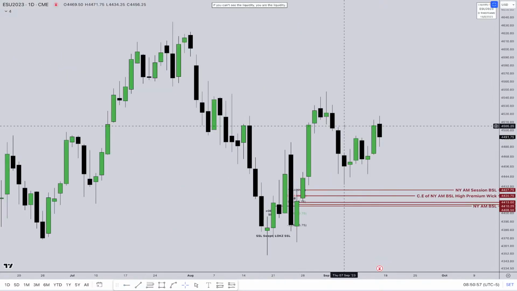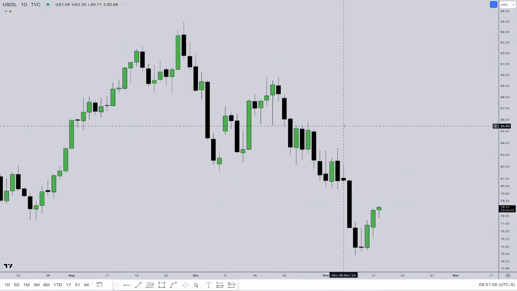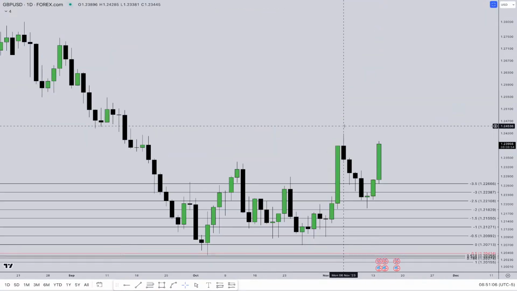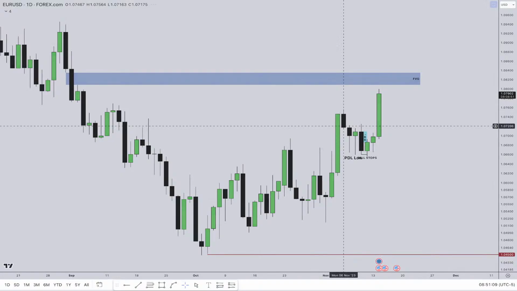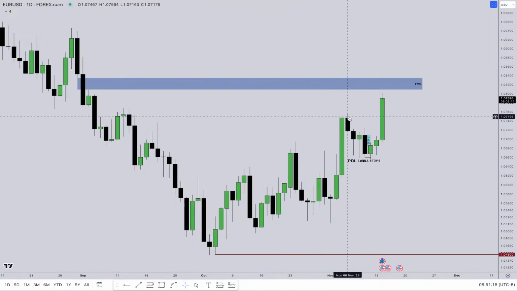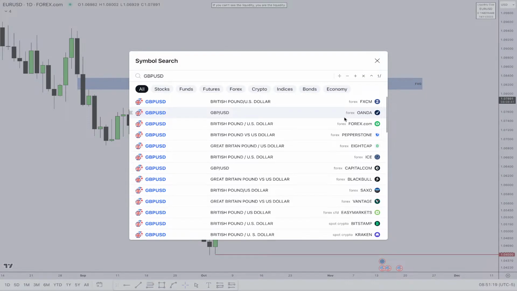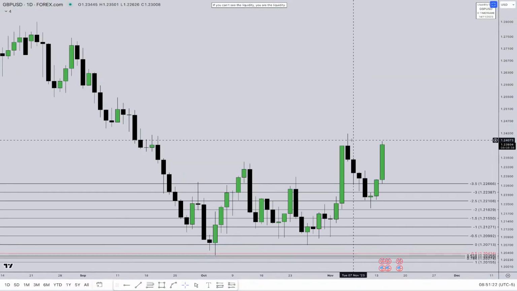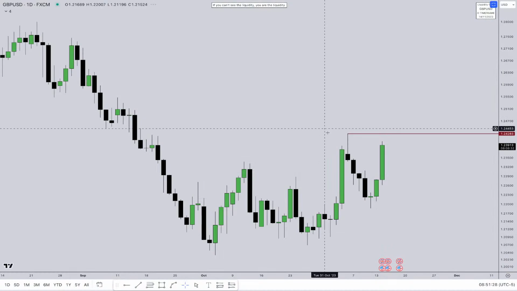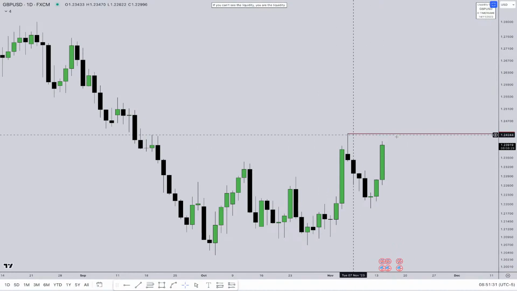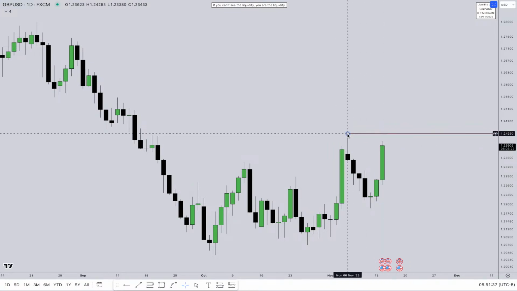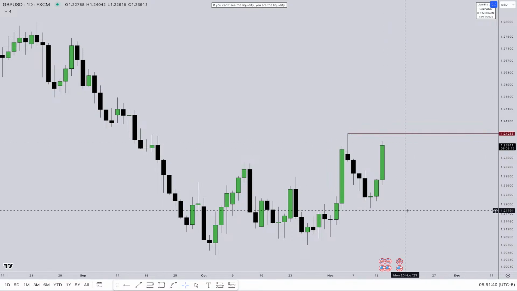If you would look at Euro USD, it has attacked this buy side liquidity. But Pound USD, on the other hand, didn't take this buy side liquidity right there. So this means that if we close from here, in the future we might be forming an SMT and this price can trade lower.